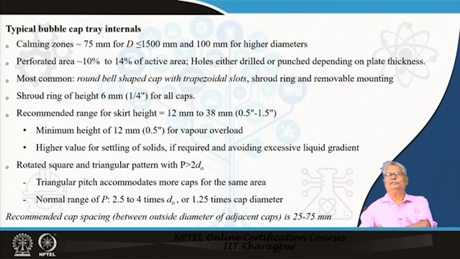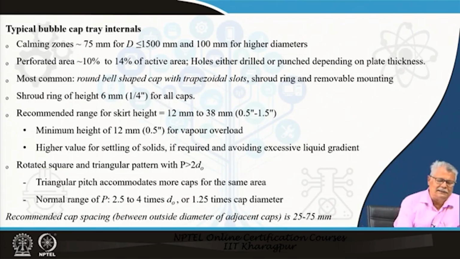In order to have the layout, we need to know about the dimensions which are typically used. The first thing is the downcomer zone. Typically, if the diameter of the tower is below 1.5 meters, you have a downcomer zone of 75 millimeters, which is 3 inches. If the diameter is more, you go for a 4-inch or 100 millimeter downcomer zone.